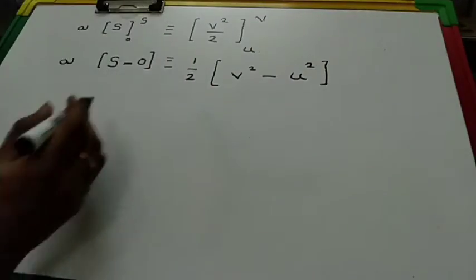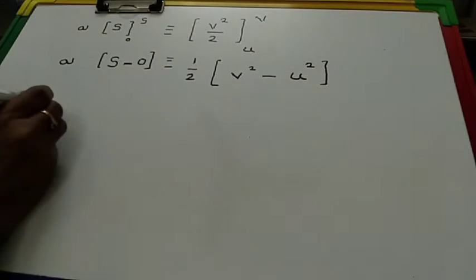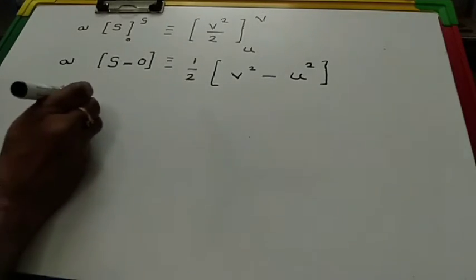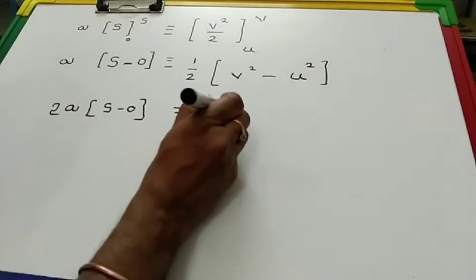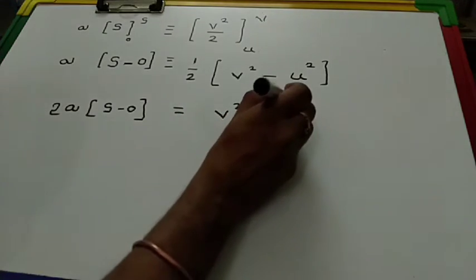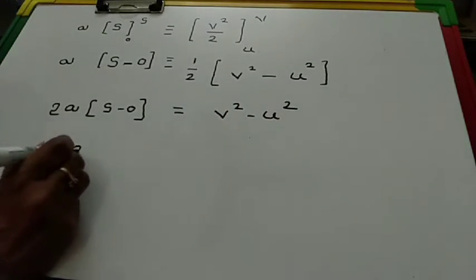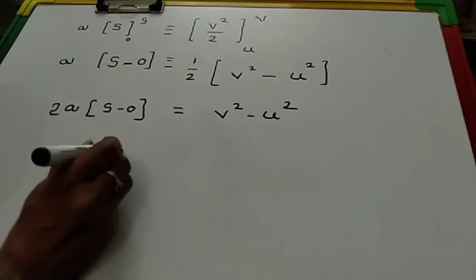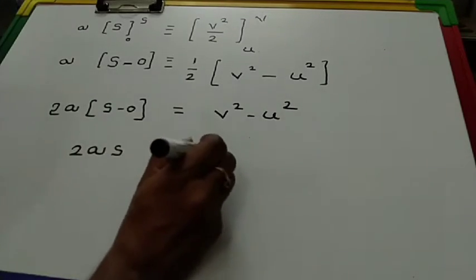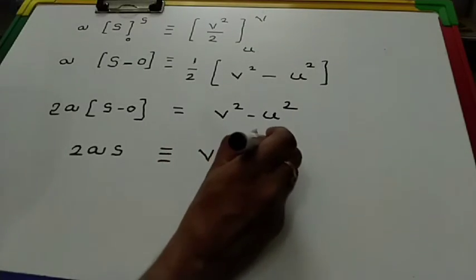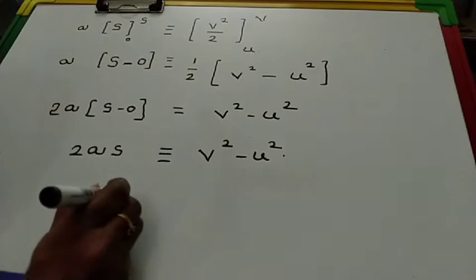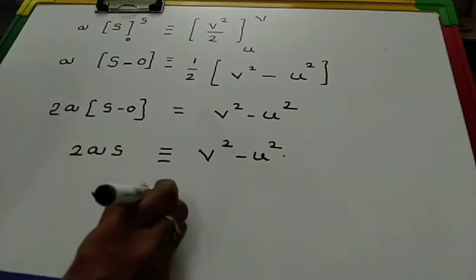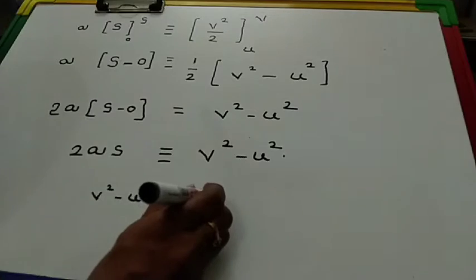Okay, now take this one towards the left side. 2a into s minus 0 is equal to v square minus u square. Now 2as is equal to v square minus u square. My dear students, the required equation is v square minus u square is equal to 2as.